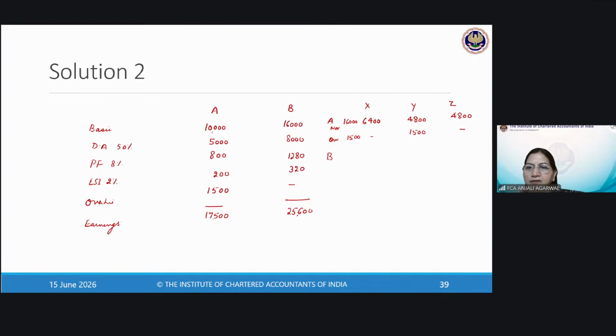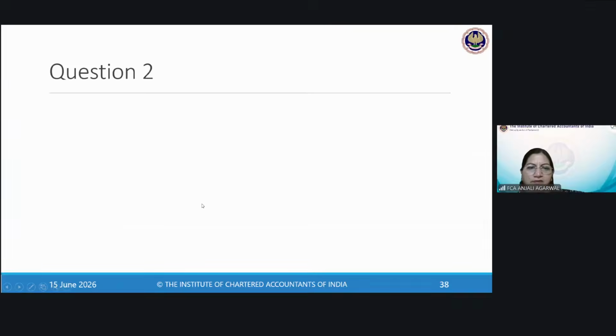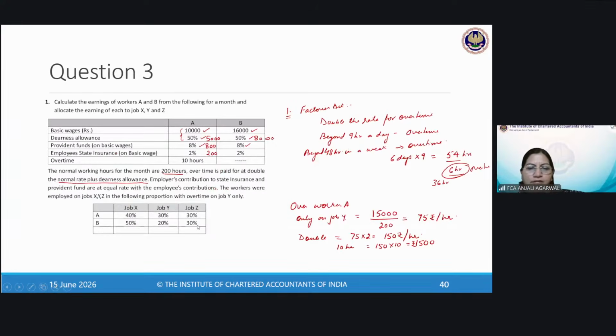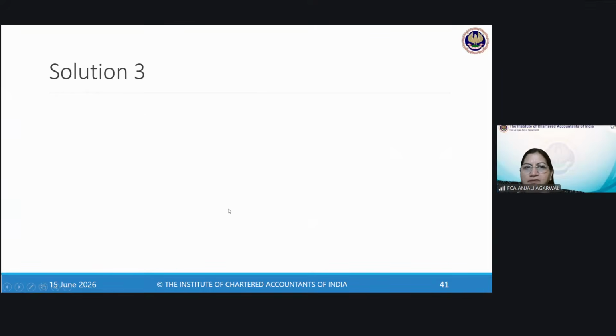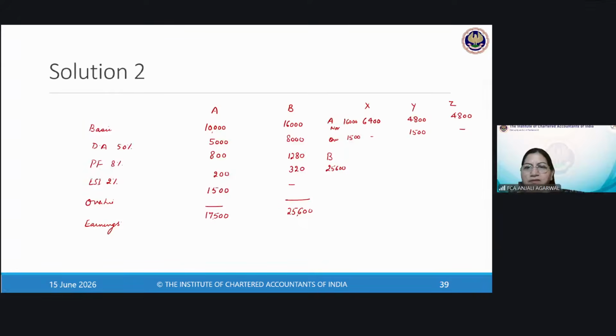For worker B, total 25,600. 50, 20, and 30. Let's check the calculations.